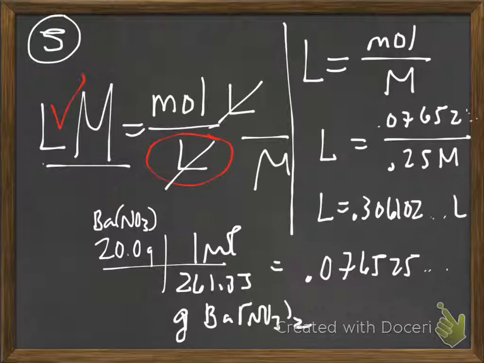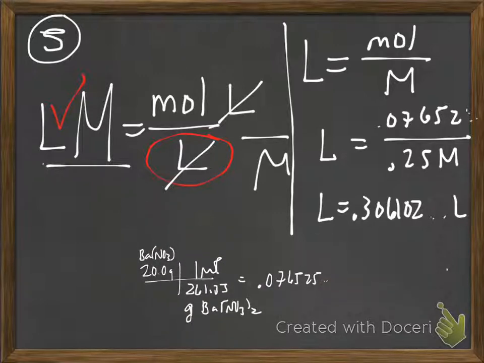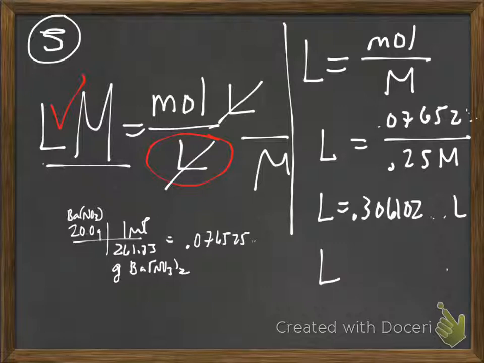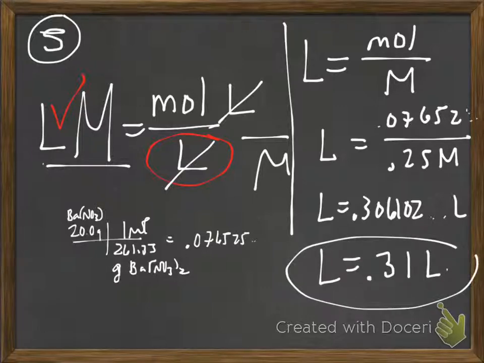And with sig figs, we can have 2 sig figs. We end up with 0.31 liters of solution needed. So that's 310 milliliters of solution. So you're filling up an Erlenmeyer flask with solution.